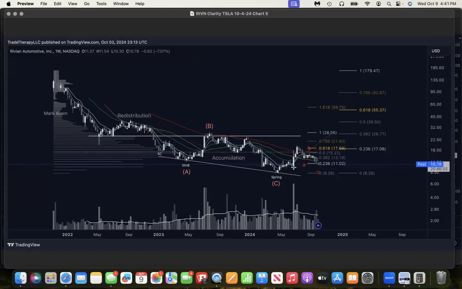It's an example of Elliott's guideline to alternation, which we have mentioned a few times this year, where if wave two is flat, we should expect wave four to be deep. And vice versa, if wave two was very sharply down, we should expect wave four to be flat.